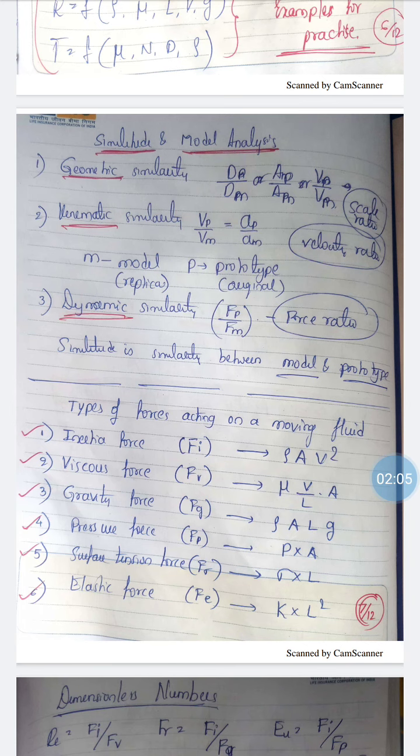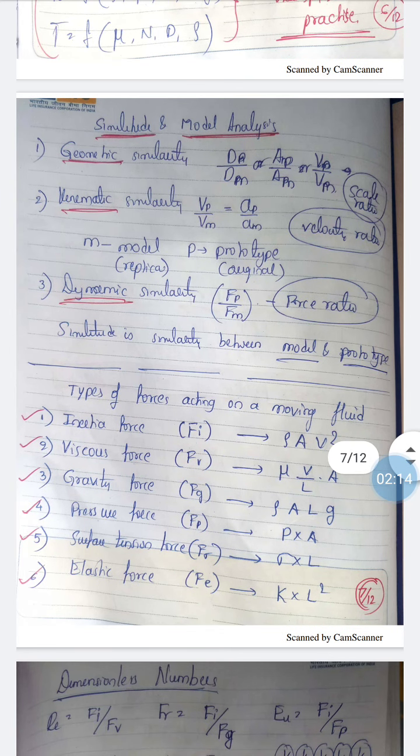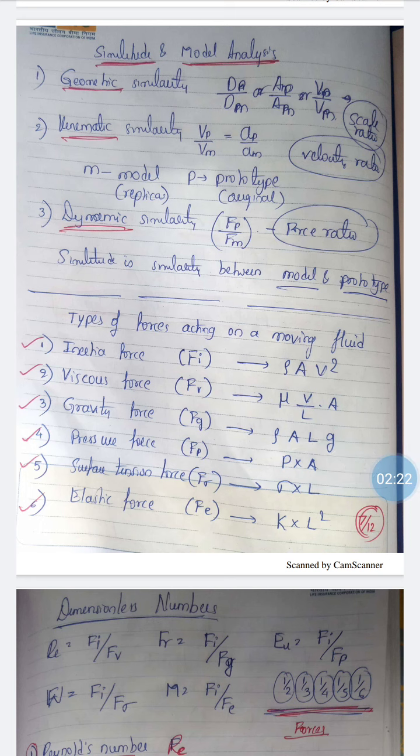Next, the dynamic similarity part is also known as the ratio of force. So, when model and prototype follow the geometric, kinematic and dynamic similarities, it is said that similitude exists between the model and prototype. So, you should be able to write a short note on this similitude and model analysis. Next, in this analysis, what are the different types of forces that we consider?